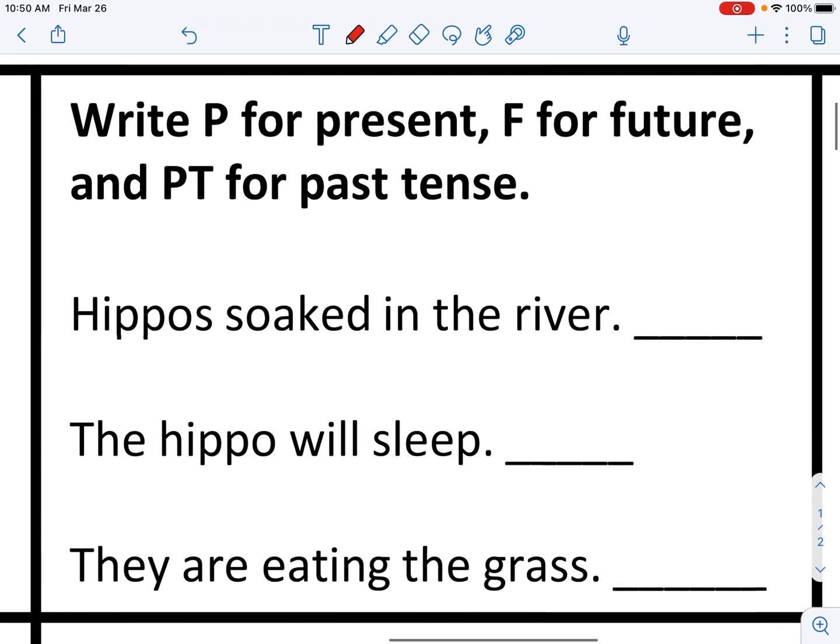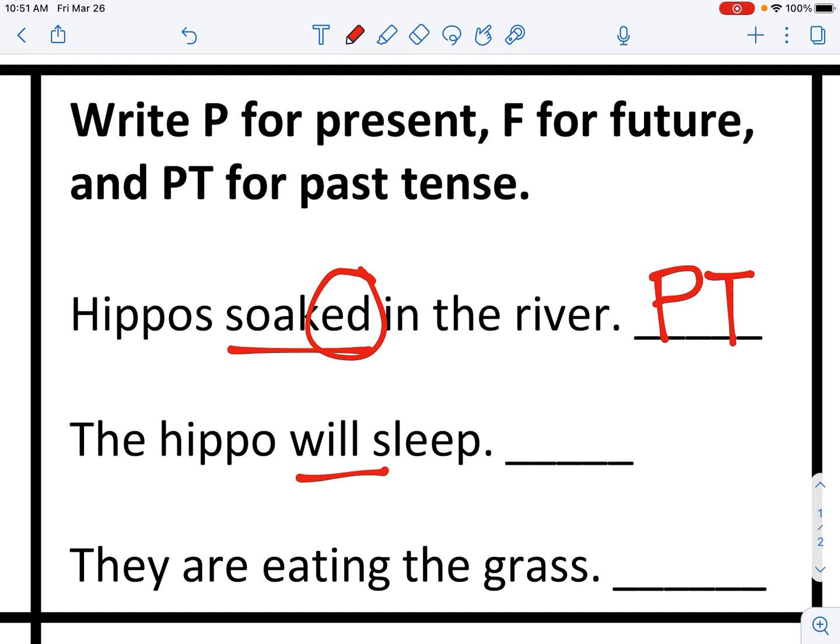Write P for present, F for future, PT for past tense. Hippos soaked in the river. Well, I see the verb is soaked and it has an ED ending. ED ending means it already happened, so it should be past tense. The hippo will sleep. Will is our key word here. Means it hasn't happened yet, so it is future.